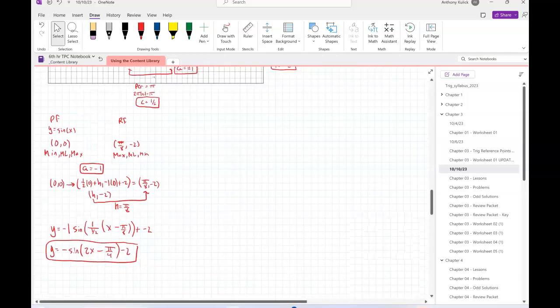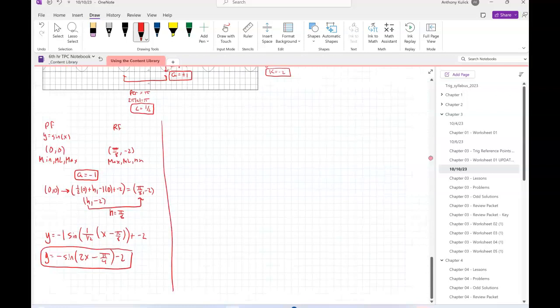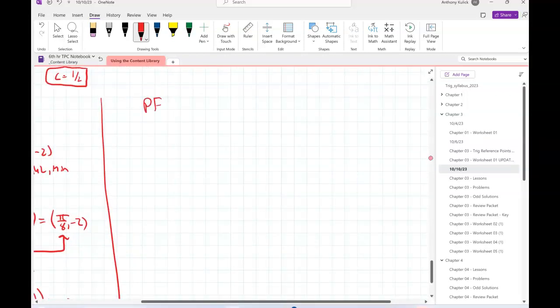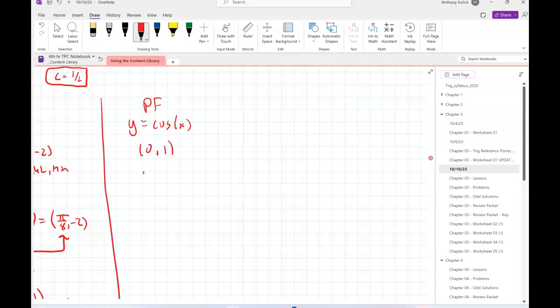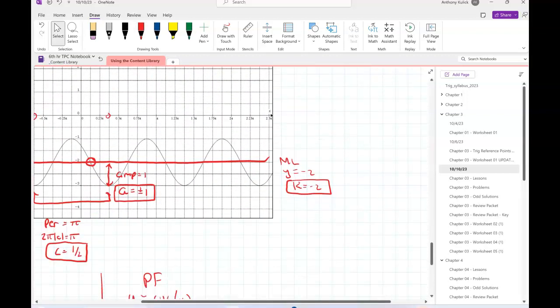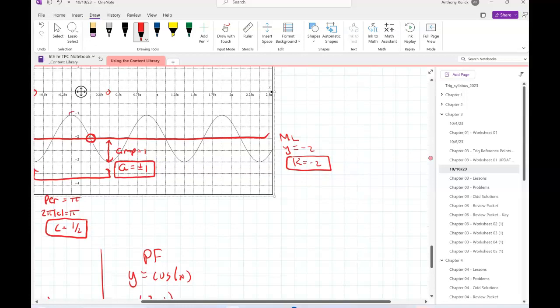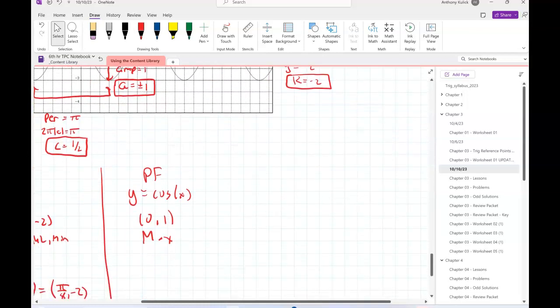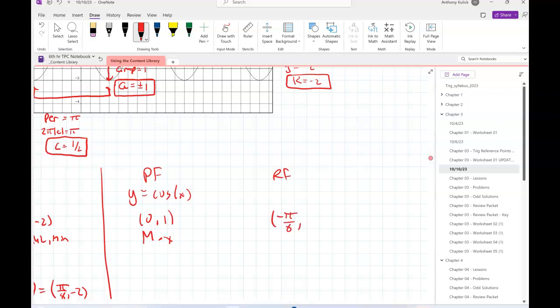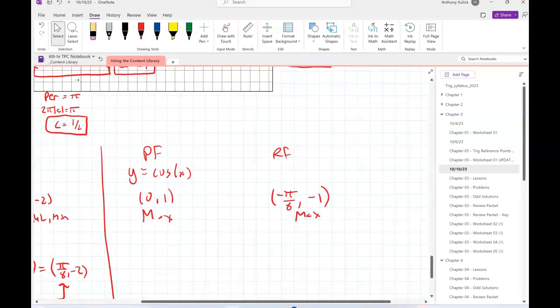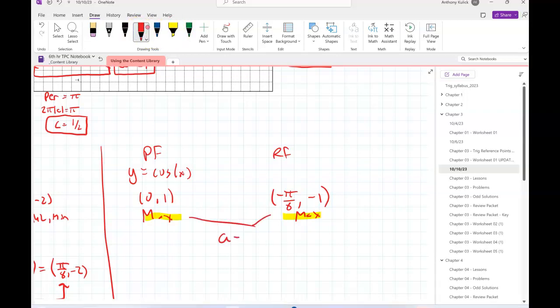If I did this as a cosine, I'm going to be using the point 0, 1, which is a maximum. So I'm going to choose some other extreme point from my graph. Maybe I'll choose this one here at -pi/8, -1, which is also a maximum. That tells me that the a value is positive.